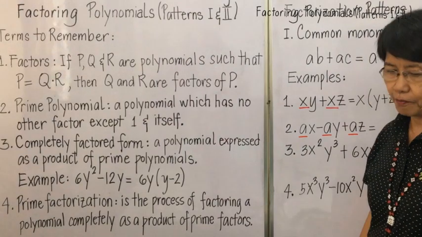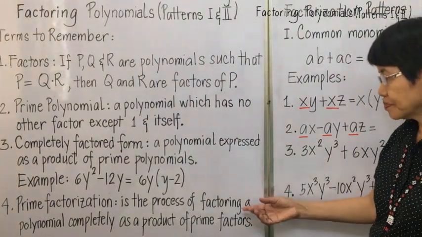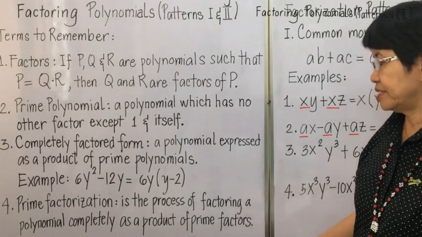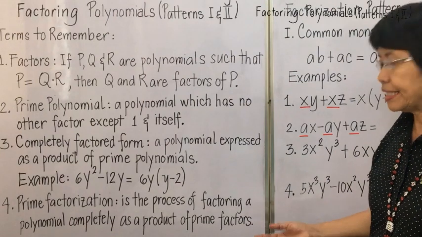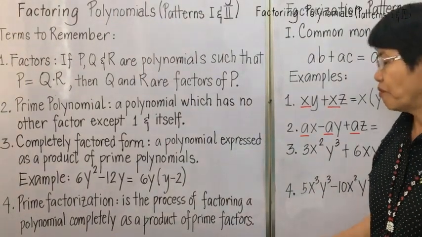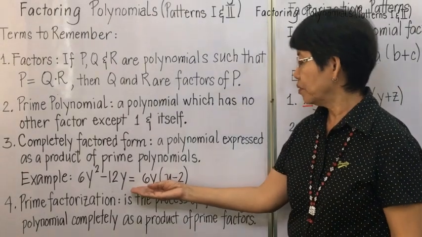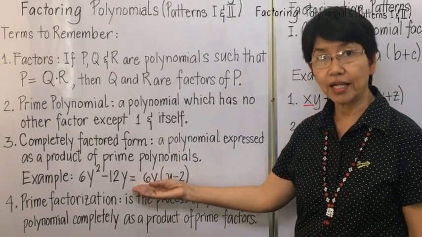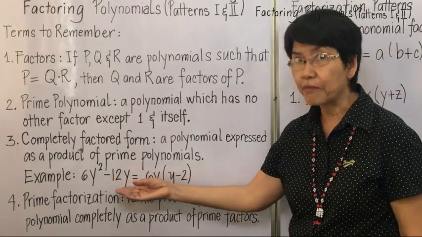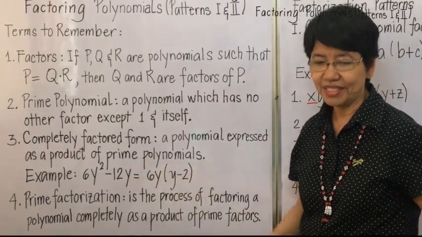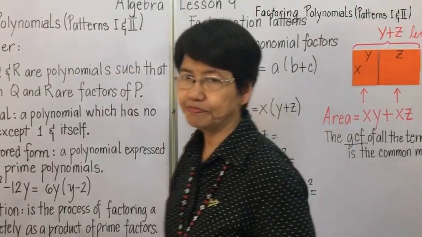Then number 4, we have prime factorization. Prime factorization is the process of factoring a polynomial completely as a product of prime factors. So here we have expressed the polynomial as a product of prime factors, so we have done prime factorization. Now let's go to pattern number 1.